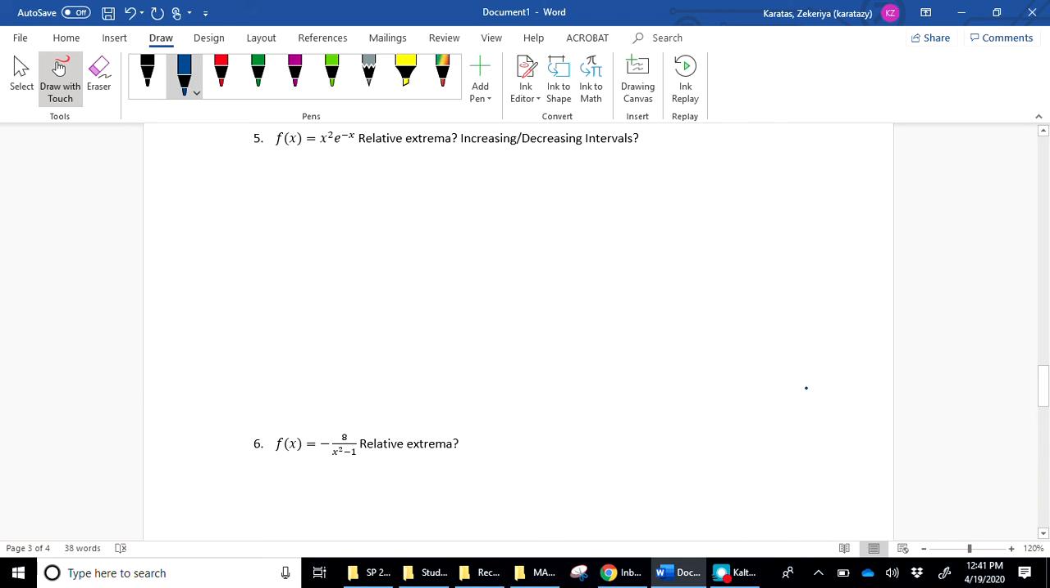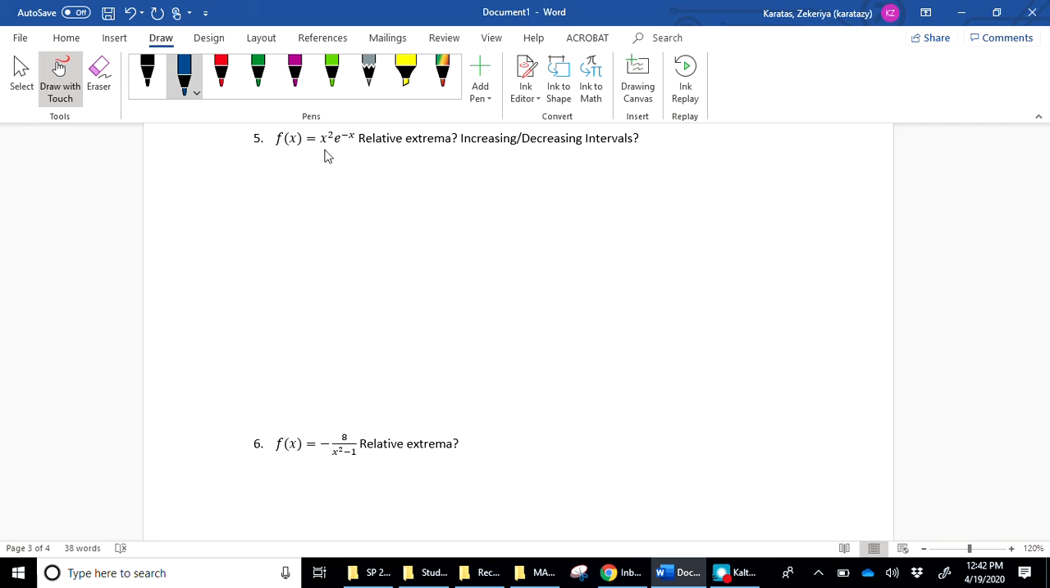Hello folks, this is the second part of relative max, relative min, relative extrema, increasing, decreasing intervals of functions examples. So I'll continue with this second part. We said a critical number was a number at which the derivative is zero or it doesn't exist.